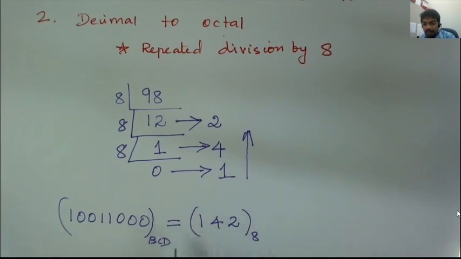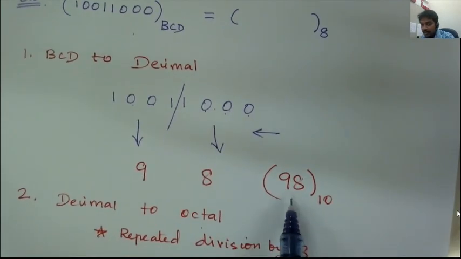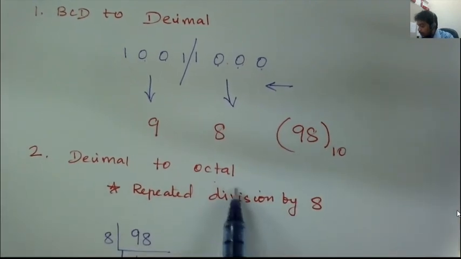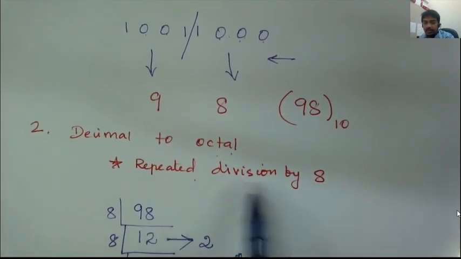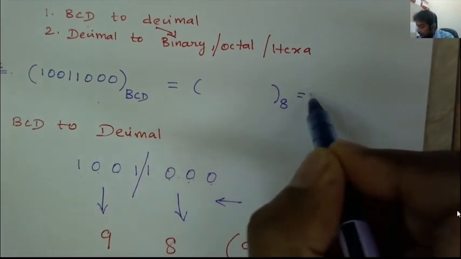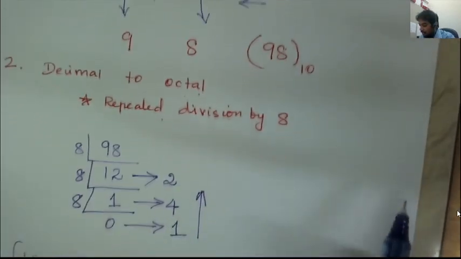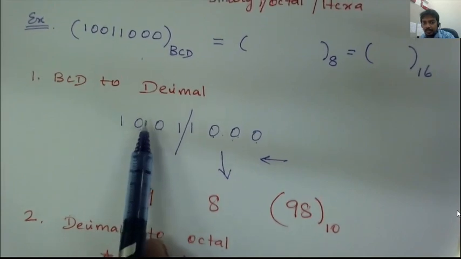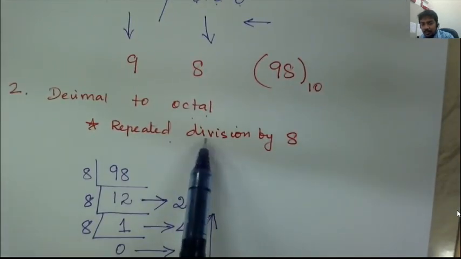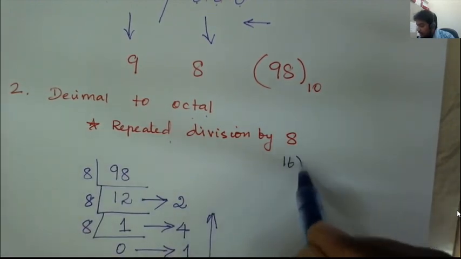Now you can understand that this BCD is converted to an octal with two steps. First step, BCD to decimal, and you got 98 as the decimal, and from this decimal you convert it to octal by repeated division by 8, and finally you write the answer. In case a hexadecimal number is asked, what you have to do in the second step? The first step is the same for hexadecimal conversion. The second step, instead of repeated division by 8, you have to go for repeated division by 16.